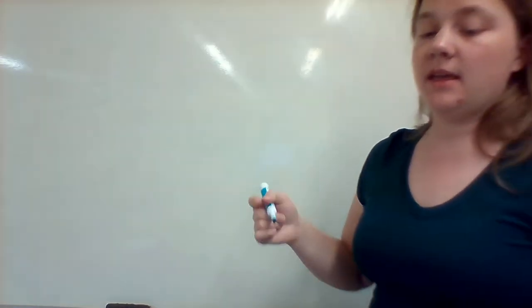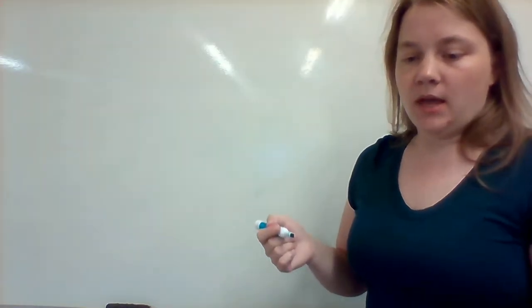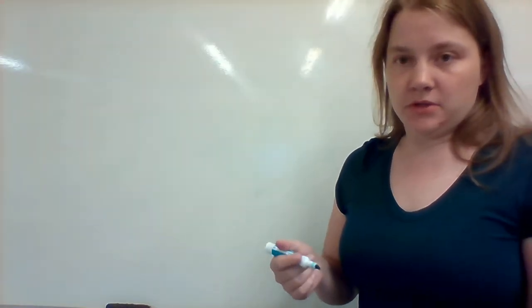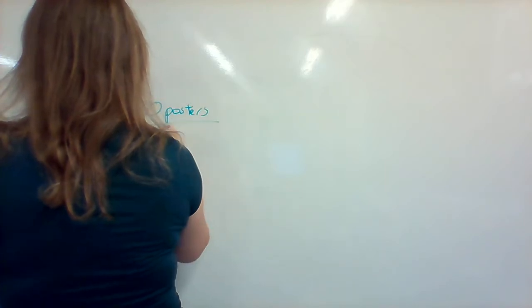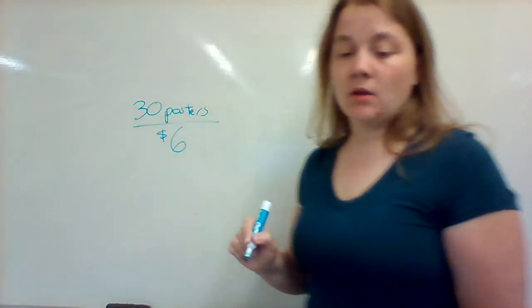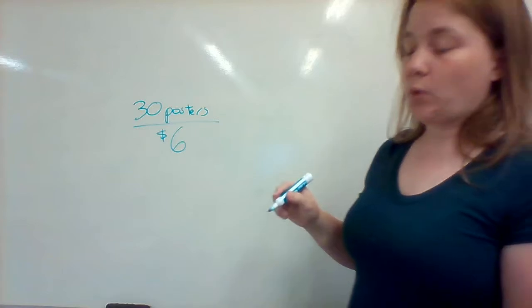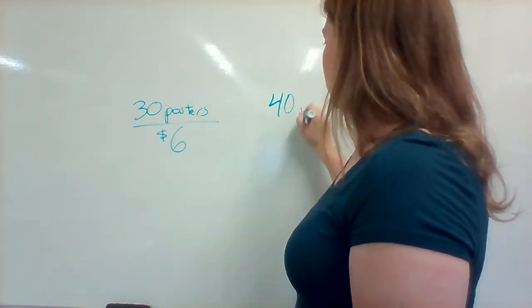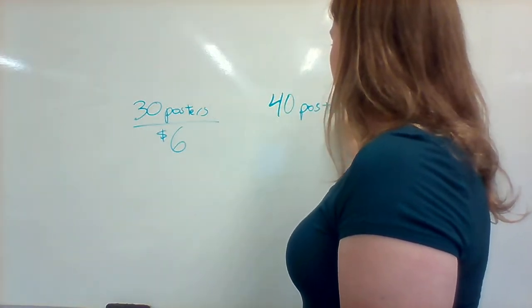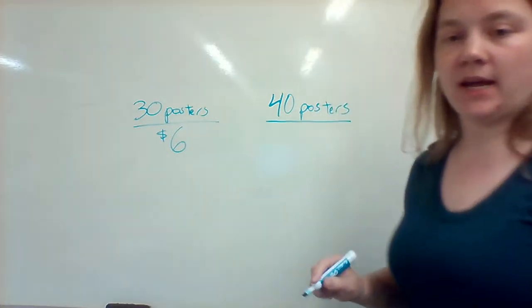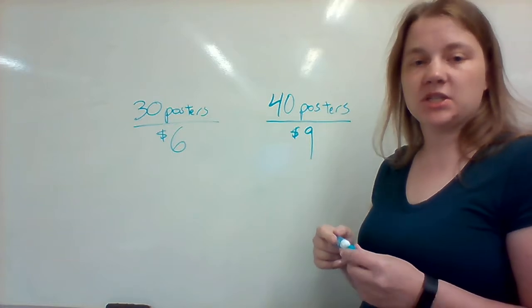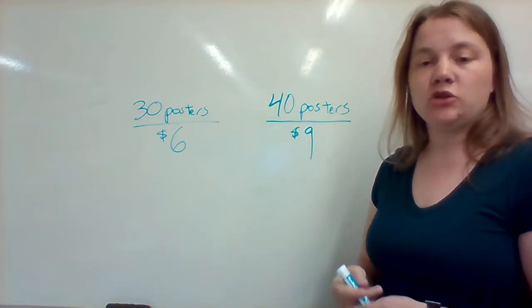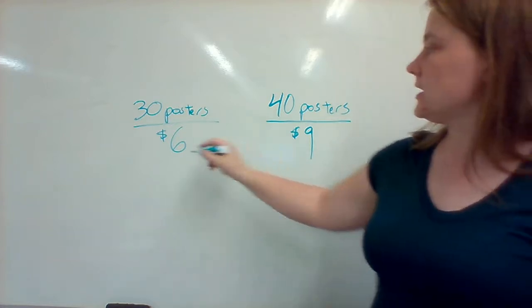Alright, if I can go to the store and I can get 30 posters for $6, or I can get 40 posters for $9. The question is, which is the better deal? So here's what I'm going to do. I'm going to cross multiply again.